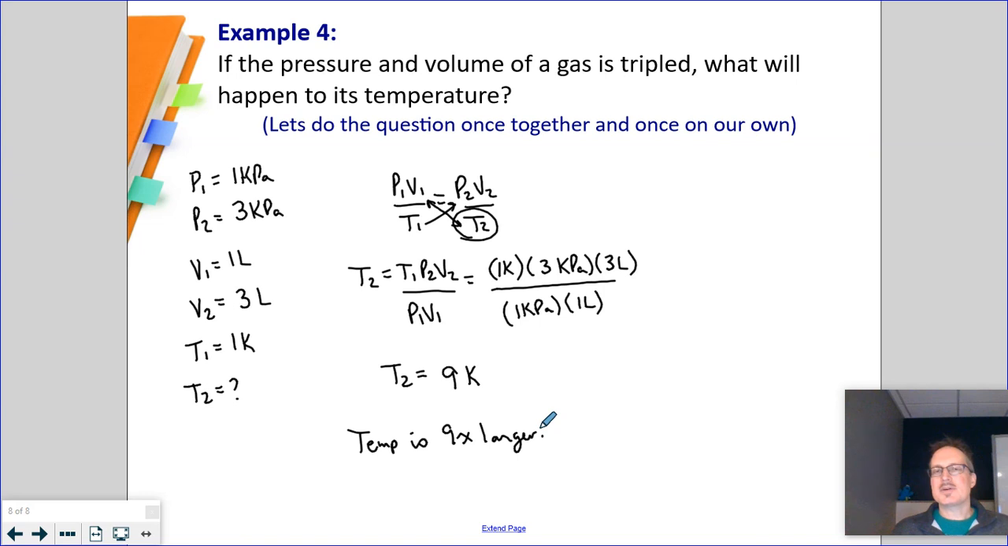Now, I chose nice numbers, so this was easier to see. I would like you to try the question again, go back, and I don't care what you pick. You could pick 15 kilopascals, 45, triple it. You could pick 10 liters, 30 liters, triple it. You could pick 2 kelvins for all it matters. See if your number is 9 times larger every single time.